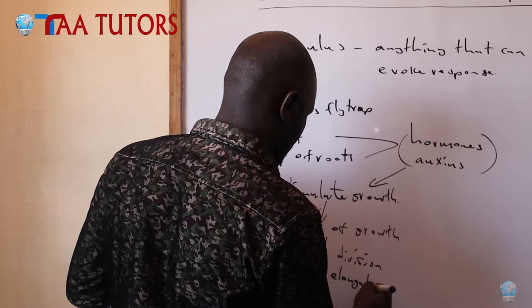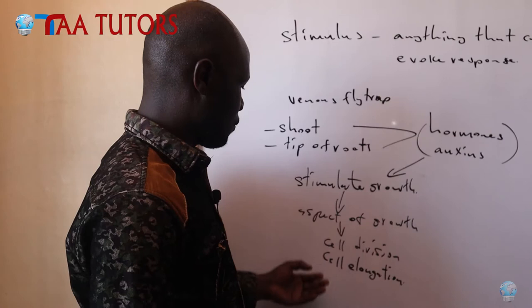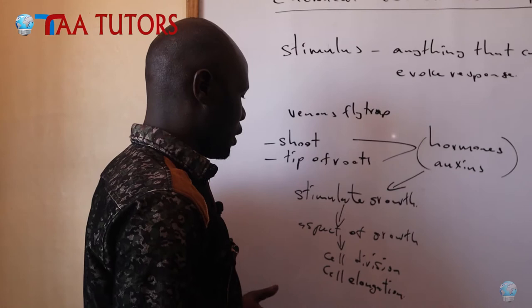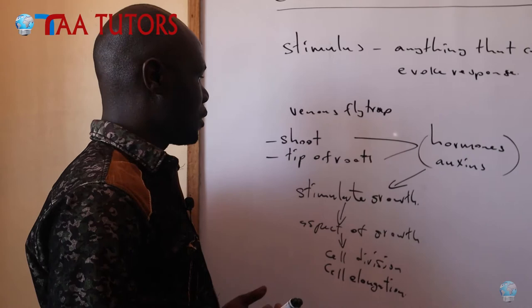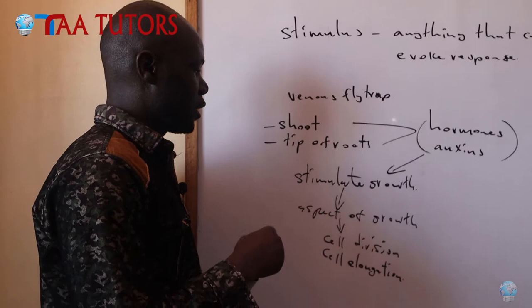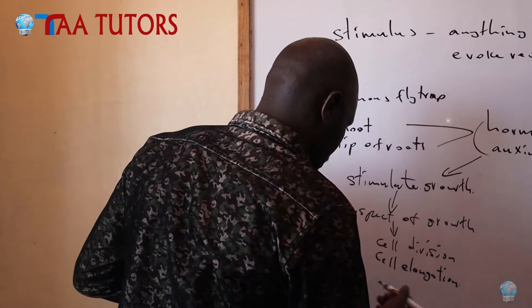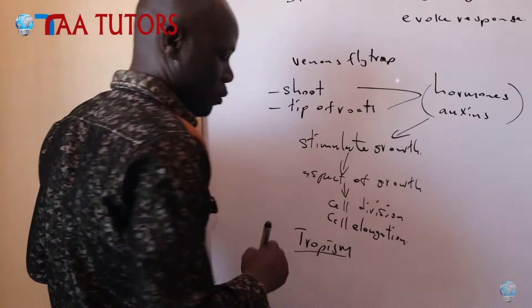These cells that are dividing and elongating are found at the tips of the shoot and the roots, and therefore those are the regions where the response is going to take place. Now this growth response in plants has a name, and we call it tropism. So what is tropism? It is the growth response.